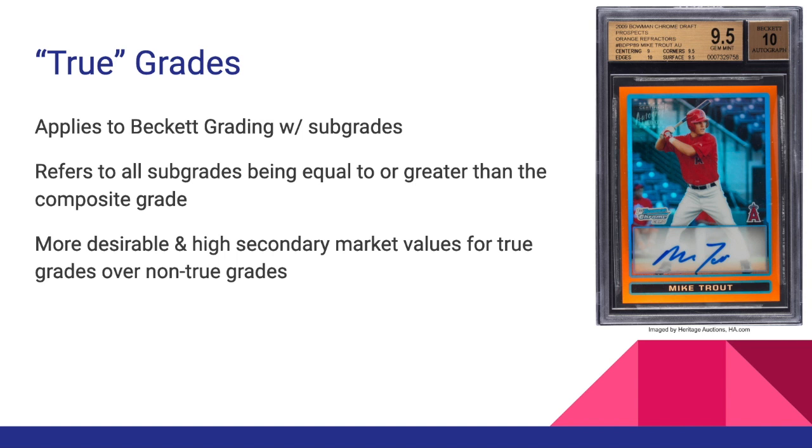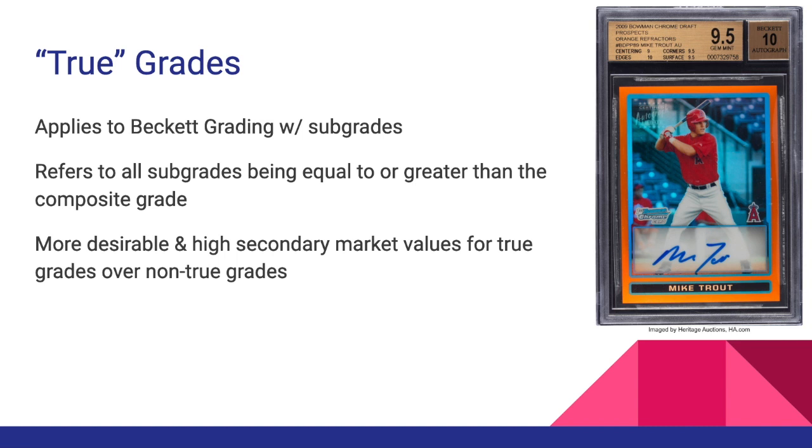Also, it plays into consideration with a crossover. Generally, if you're going from BGS to PSA or SGC, you're going to want to have all 9.5s or better on the subgrades in order to cross over to a 10 with the other companies. Otherwise, you might be looking at a 9 because, as you can see in this case, this card still graded out at 9.5, which is a gem mint, despite the 9 on the centering. If you were to send this card to PSA, they might see the centering, think it's a 9 in their heads, and then dock your card down to a 9 overall.